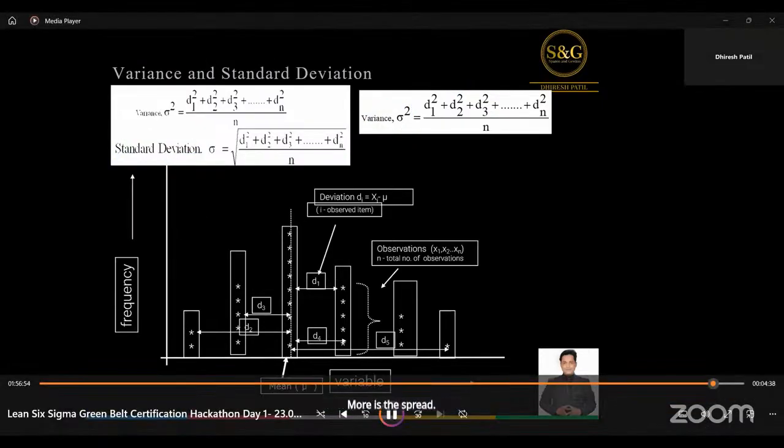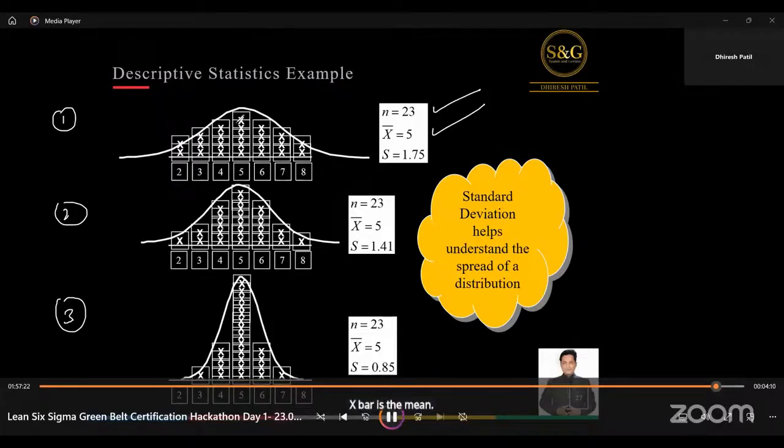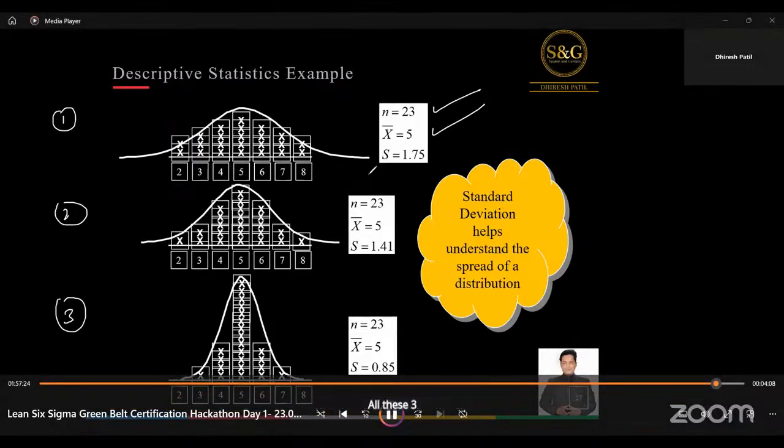Let me share this with you. Let's look at this diagram. In this, there are 3 cases given: case number 1, case number 2, case number 3. All the 3 cases have 23 data points, N is equal to 23. X bar is the mean. Mean is 5 in all these 3 cases. N is 23 and mean is 5.